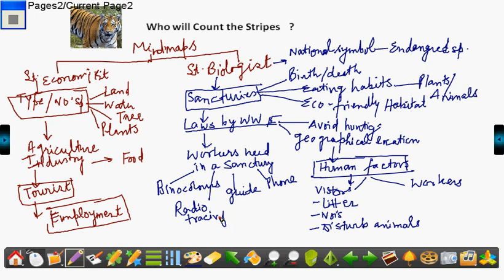So that means what all is important here is your attitude towards animals. So we must have attitude towards animals. That is, you must love them. I hope this much exercise helps us to save the tiger, and we'll be in a position to count the stripes.